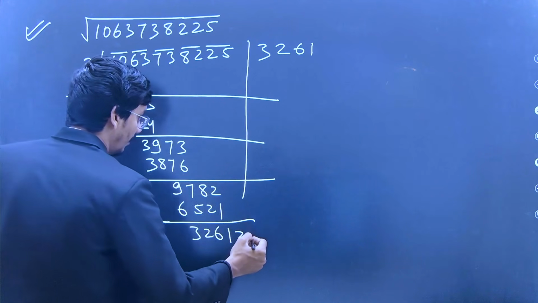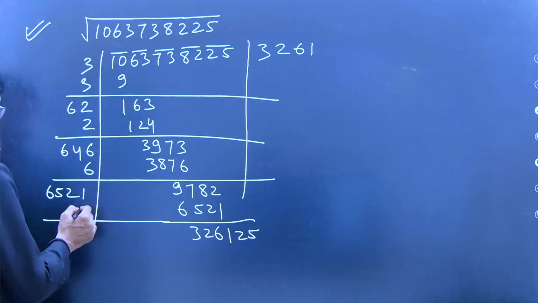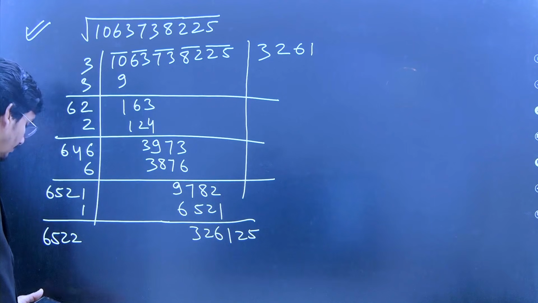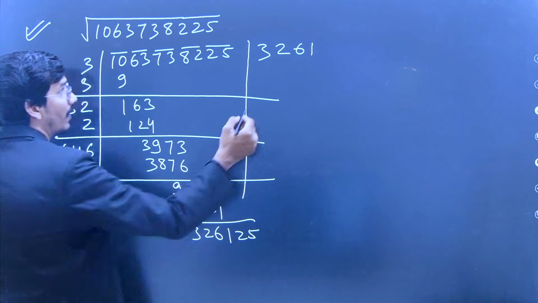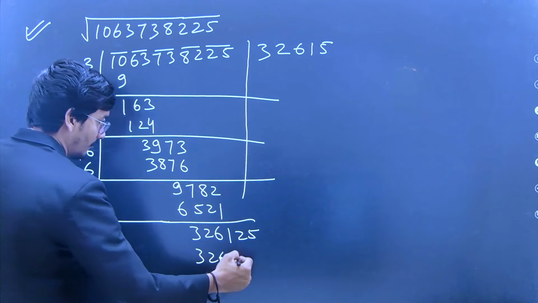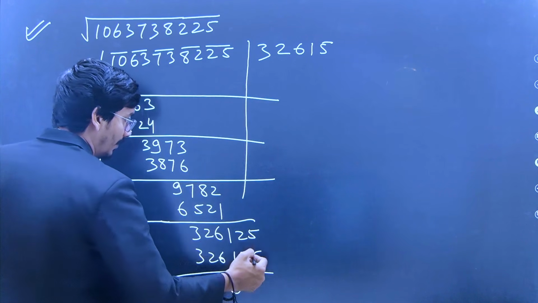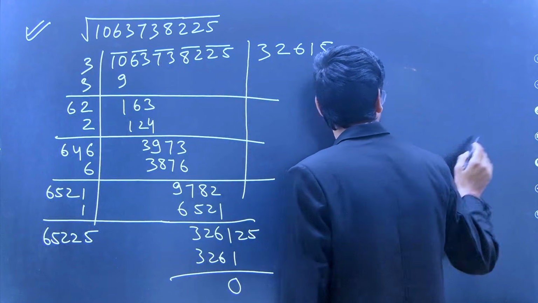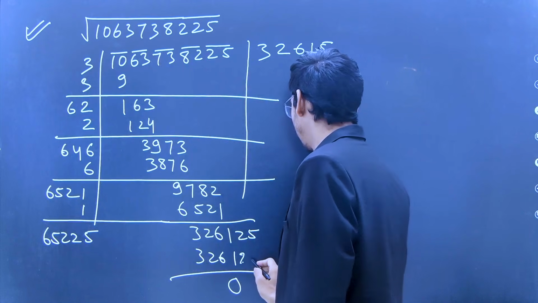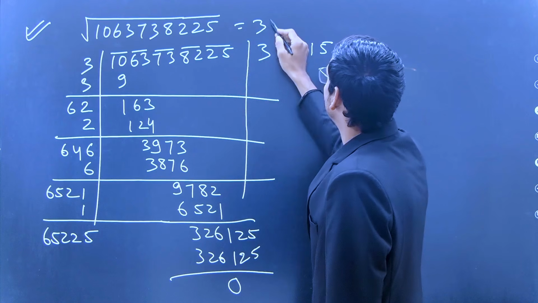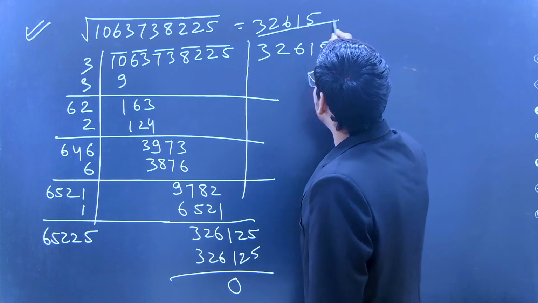Now again 25 will come. So first we'll add 6522. Now by what number will we multiply, beta? So again multiply by 5. When you multiply this quantity by 5, we get what? 3261 25. Remainder 0. So what is the square root quantity, beta? 32615.